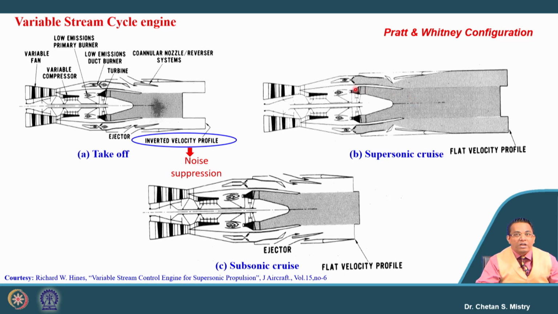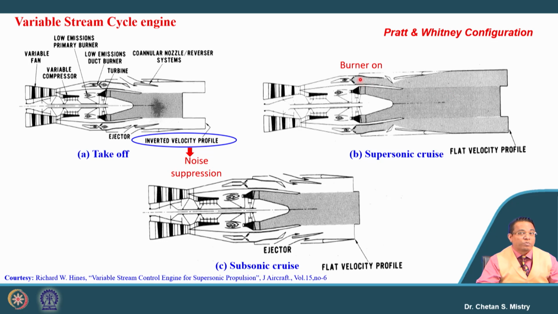So in the bypass duct, if we look at it, there is a kind of combustor that has been placed in it. This combustor will be burning the fuel, and that's what will be generating the flat velocity profile. So it's a variable stream kind of configuration where we will be achieving, say, supersonic cruise.